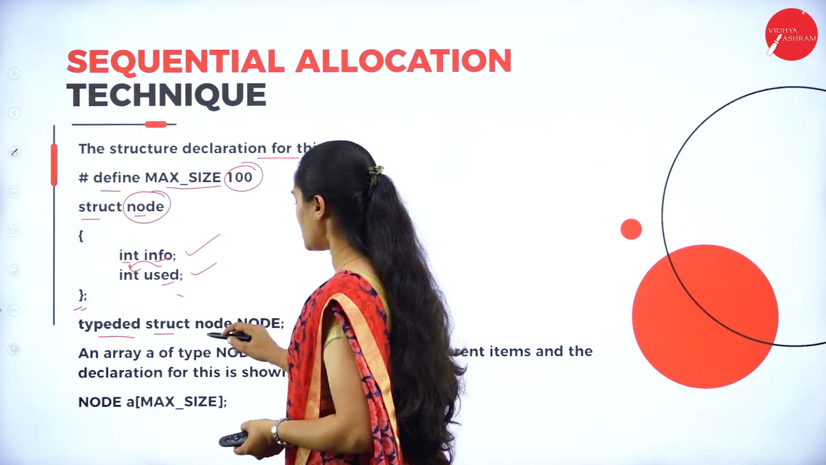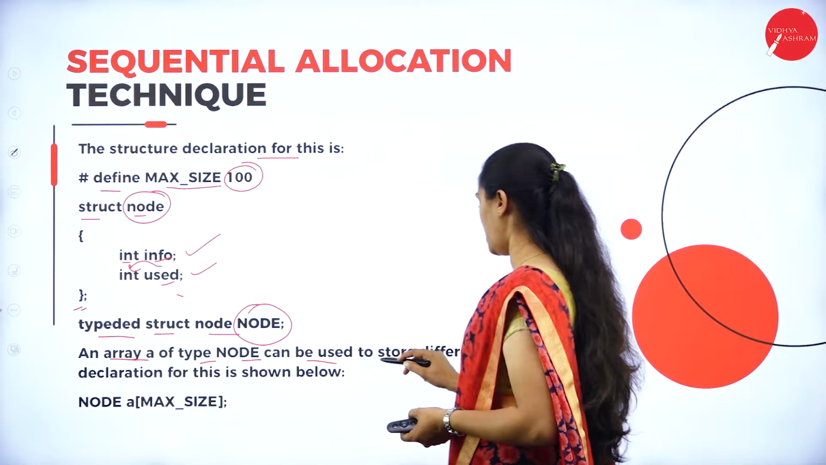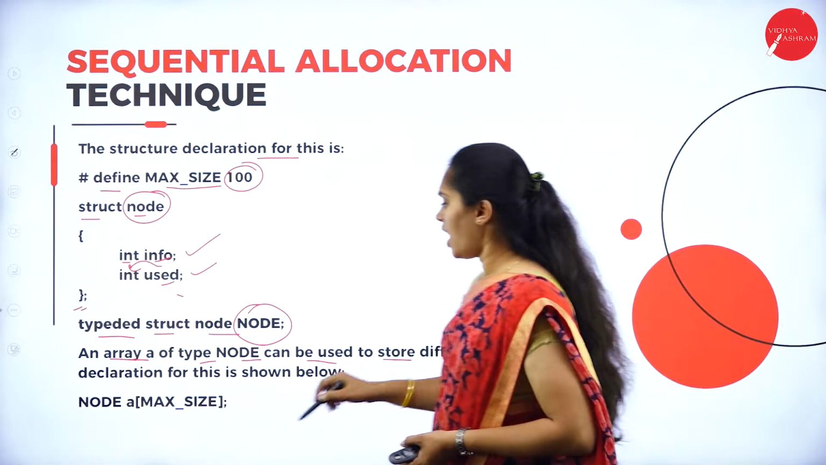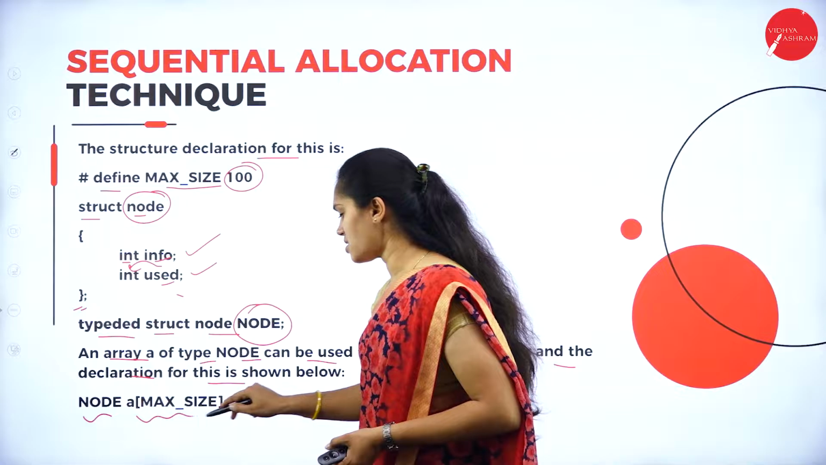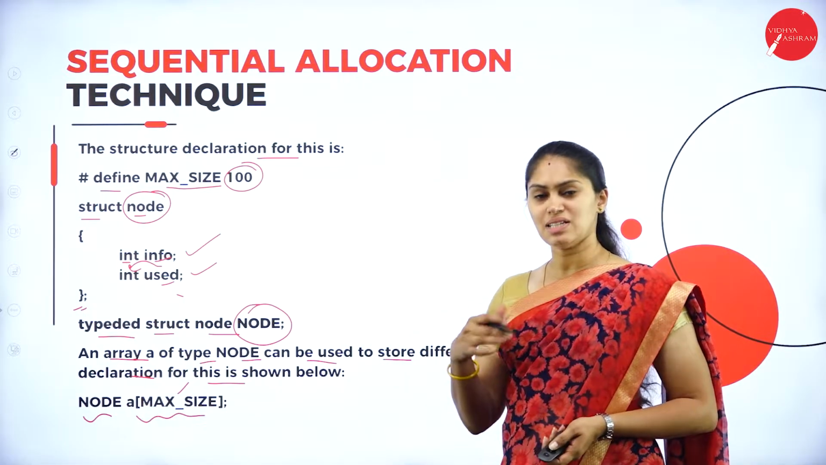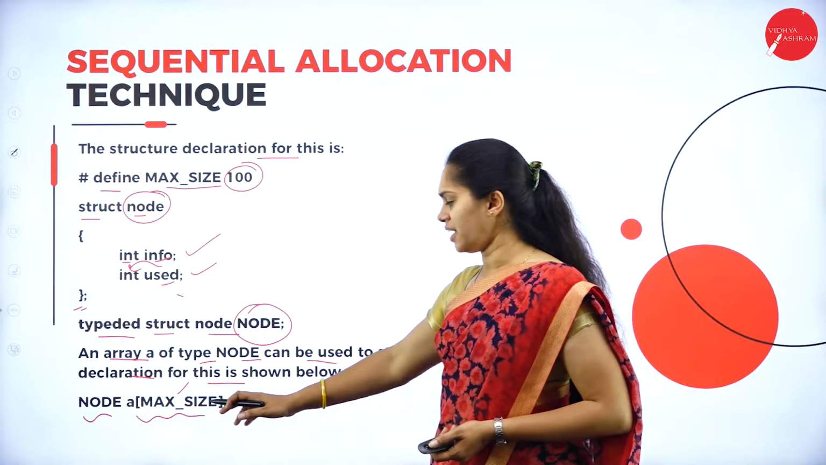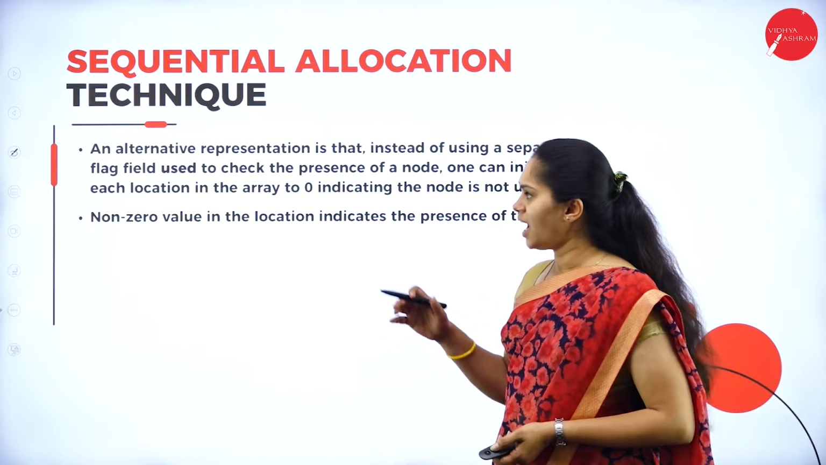Typedef struct node. An array of type node can be used to store the different items, and for the declaration of this, we are going to have a node with max size. So here you can give the size of an array, that is the maximum size of the array. If you give that number, that much memory is going to be allocated.